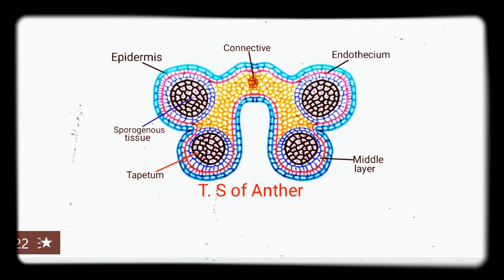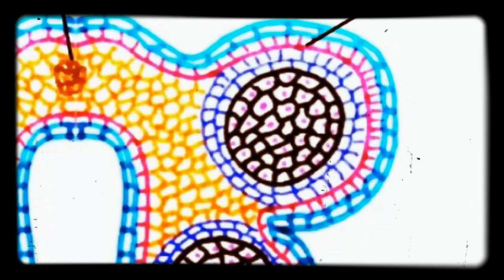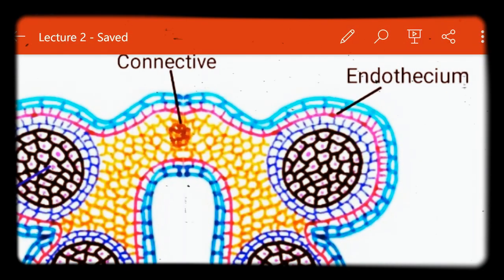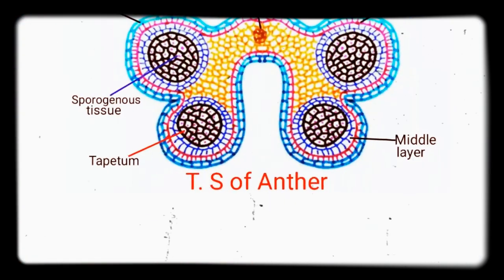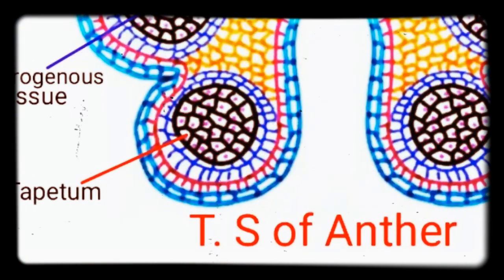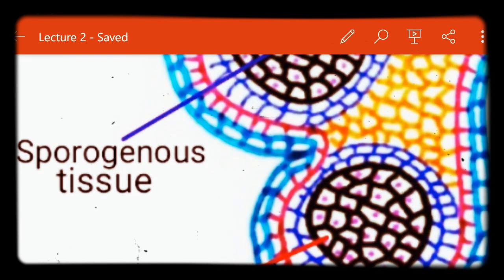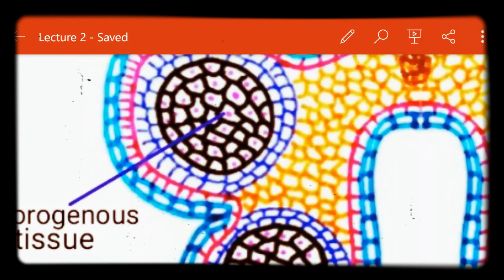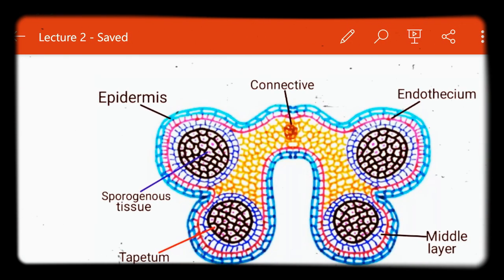So likewise, in the structure of TS of anther, there is the outermost layer epidermis, beneath it endothecium, beneath it the middle layer, and the innermost tapetum. The tapetum encloses the sporogenous tissue, and connective tissue is also always there.